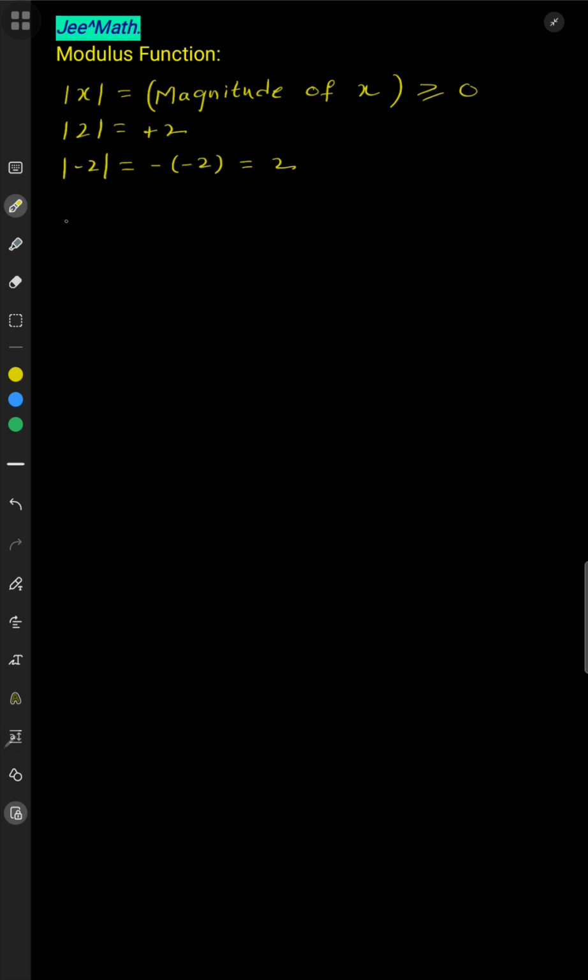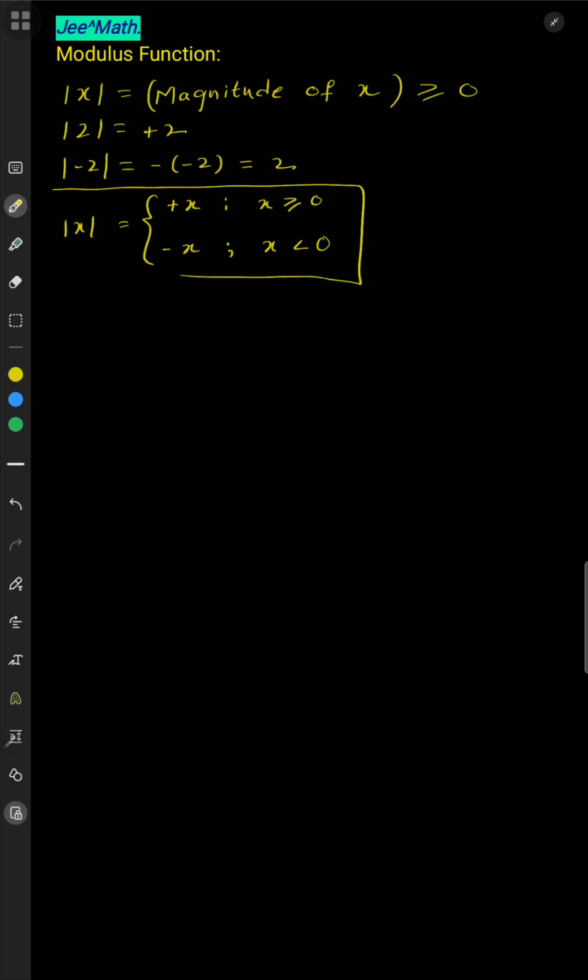So magnitude of x means modulus of x. That can be written as plus x when the inside quantity is greater than or equal to 0, meaning a positive number. Whenever a positive number is there, you give a plus sign. When you have a negative number, you give one negative sign before it to make the result positive. This you need to remember, based on the above example.